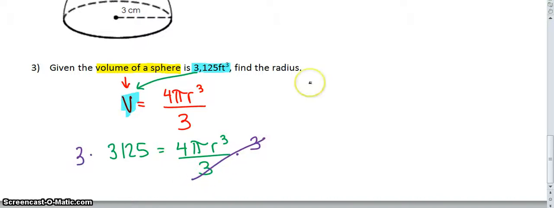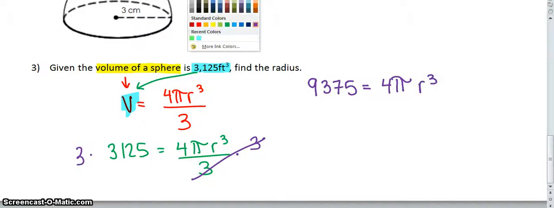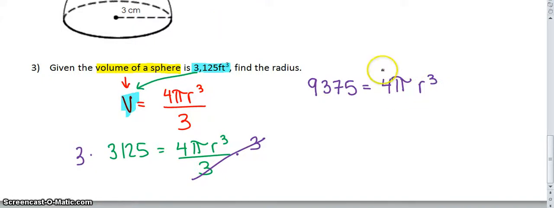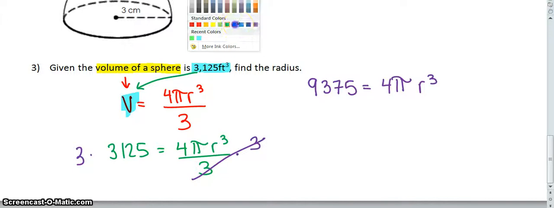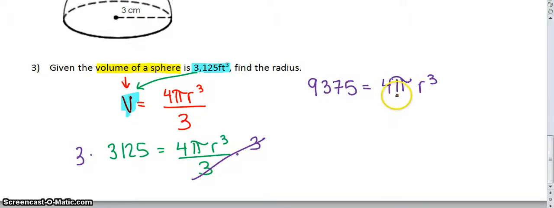So those will cancel. And on the left side, you're going to have 3 times 3,125, which I plugged into my calculator, and I got this left side is 9,375. Okay, these canceled out because I divided by 3 and multiplied by 3. So all of it is 4 pi r cubed left. The next thing is you have this 4 pi times r cubed. You're going to have to get rid of the 4 pi. So if it's written next to it, that means it's multiplying. To undo multiplication, you're going to divide. So I'll divide by 4 pi.